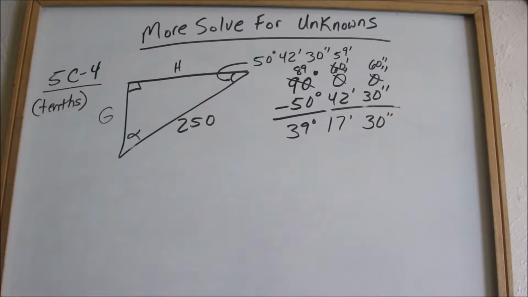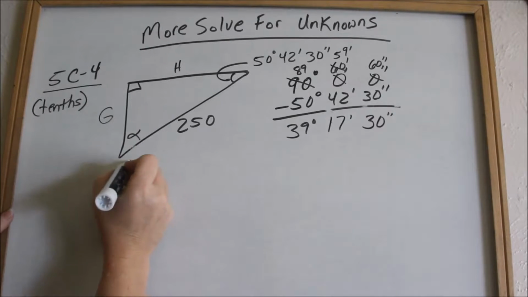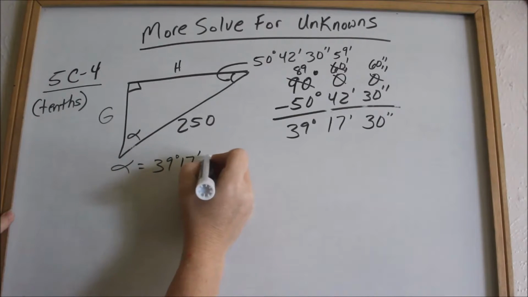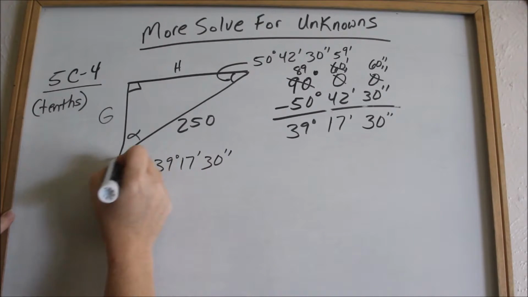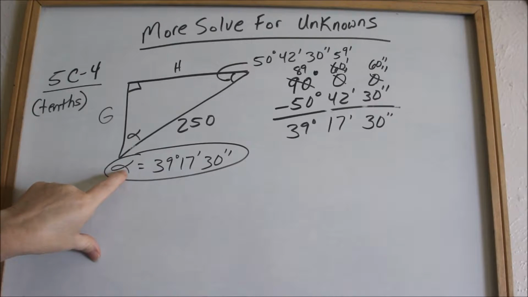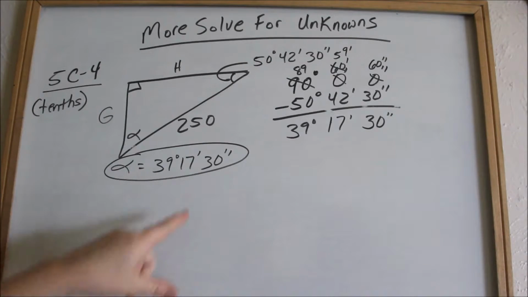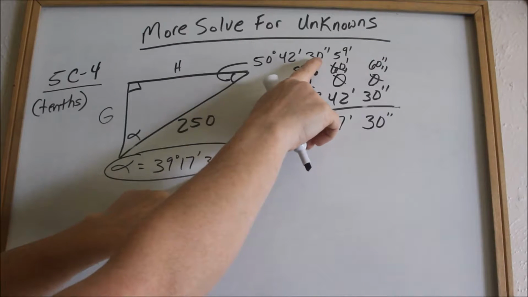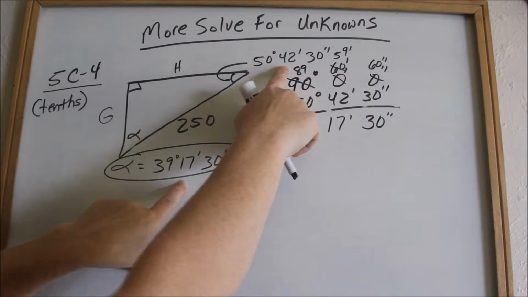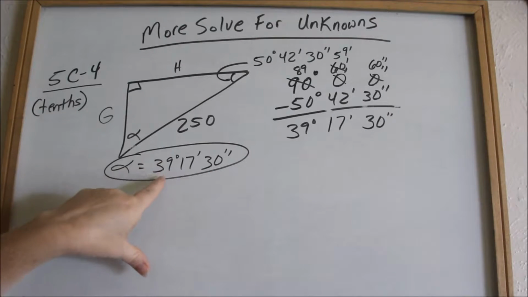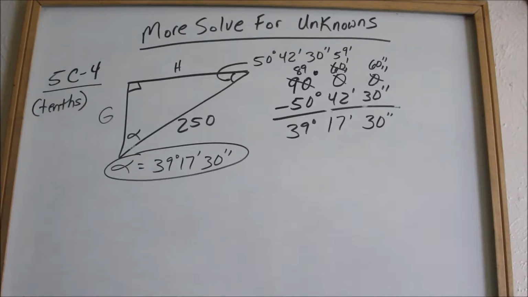So now we're saying alpha equals 39 degrees, 17 minutes, and 30 seconds. That's one of my answers. You need to make sure that alpha and this other angle add up to exactly 90. I can go back and check. My seconds add up to a minute. 42 and 17 is 59, plus this minute, that'd be 60, and that adds to another degree. So you want to make sure that everything adds up to exactly 90 degrees, and they will.